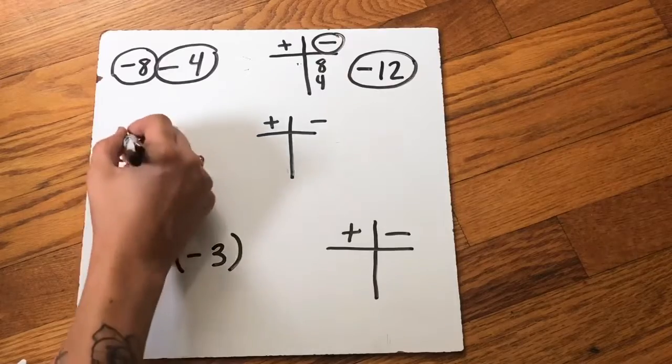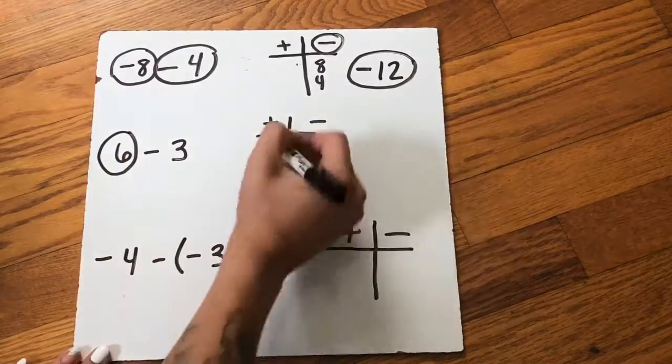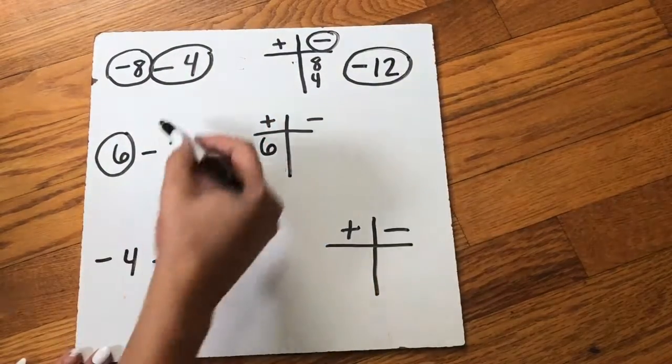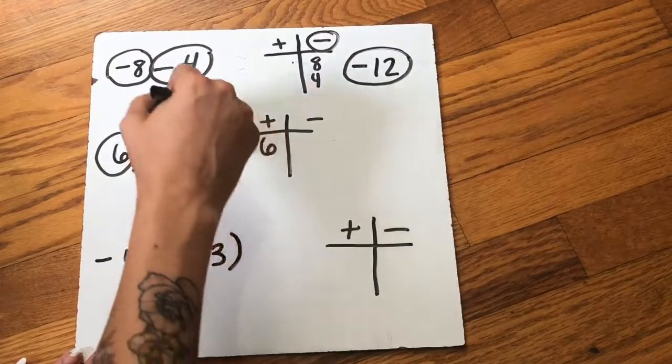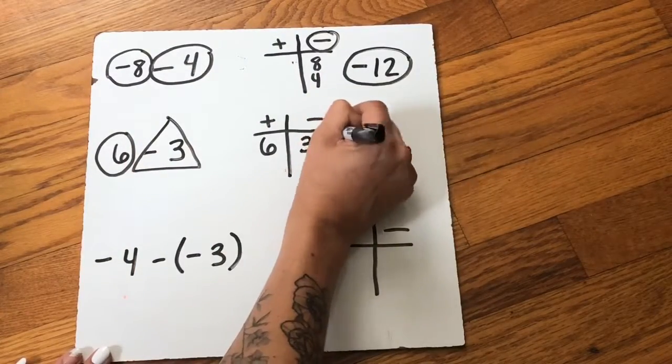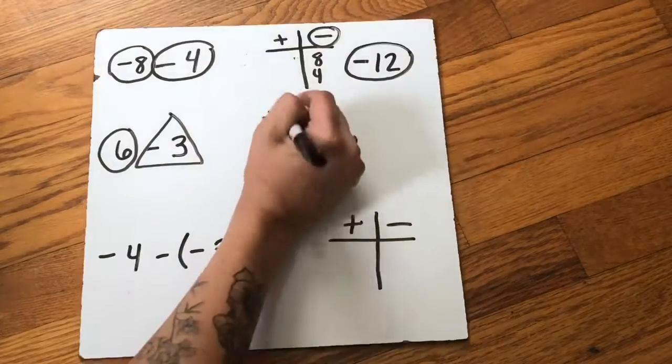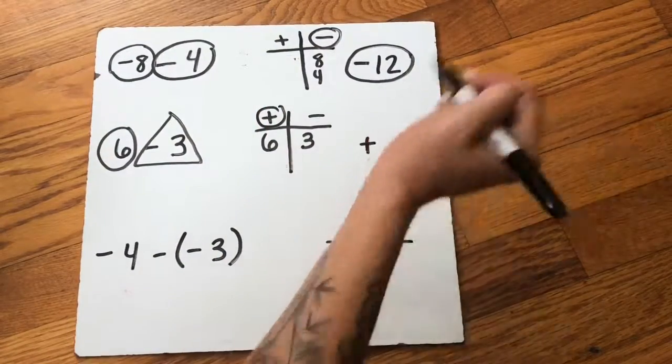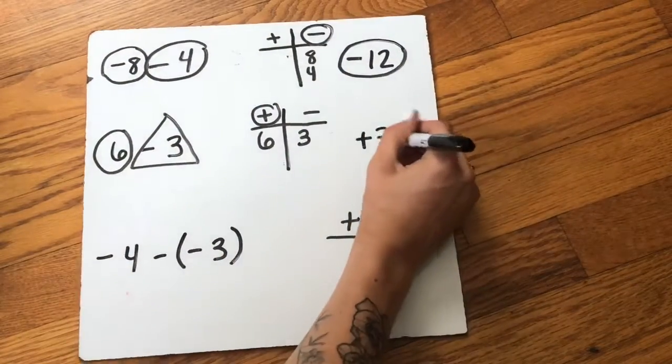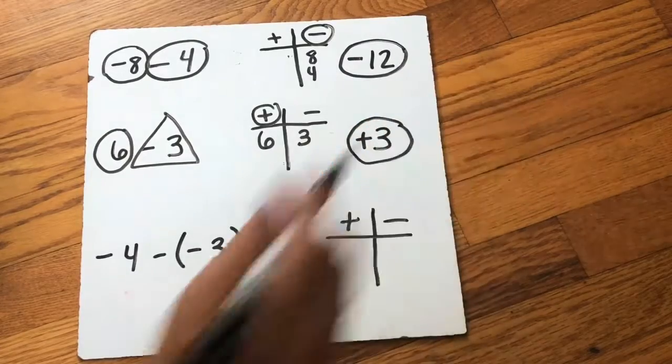Okay, let's look at this. This number right here, this 6, is positive. So it's going to go on my positive score chart. And this right here is negative. So I'm going to put it in my negative. When I look at this final score, well, my positive team won, meaning my answer is going to be positive. And they won by 3 points. So my answer is +3.